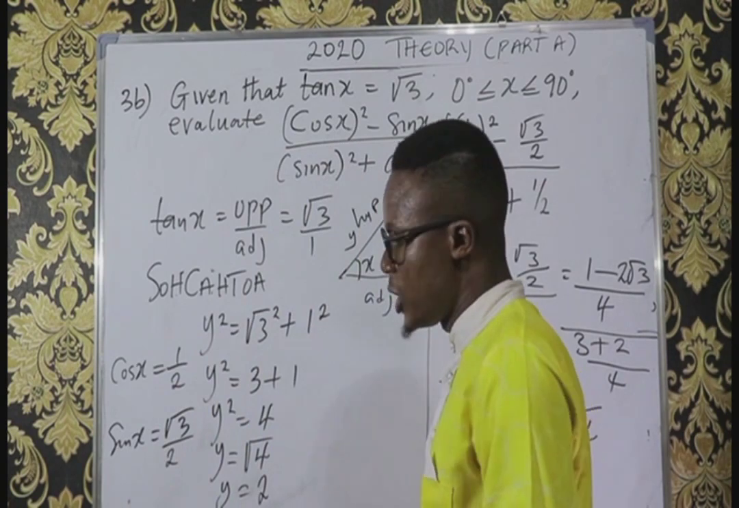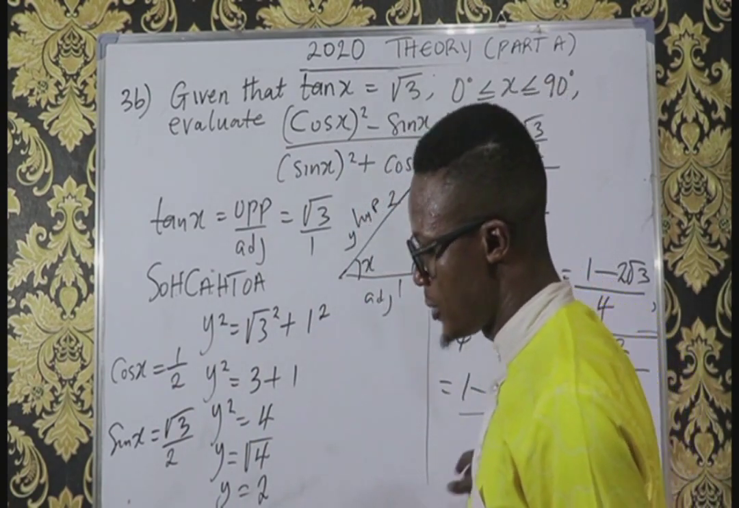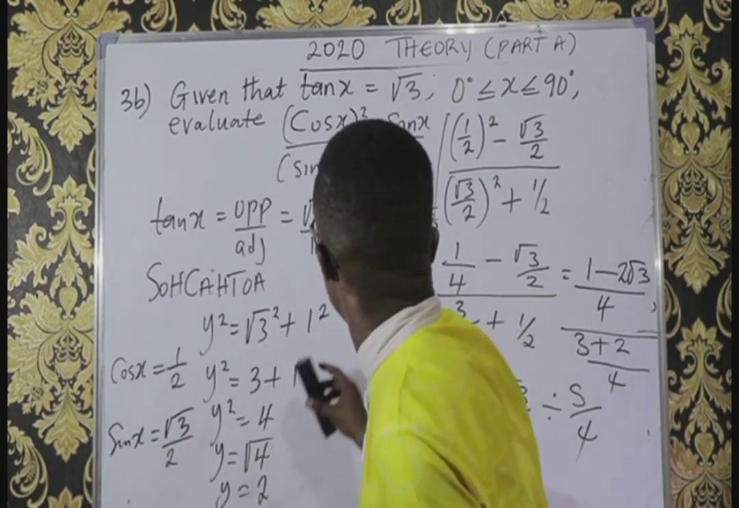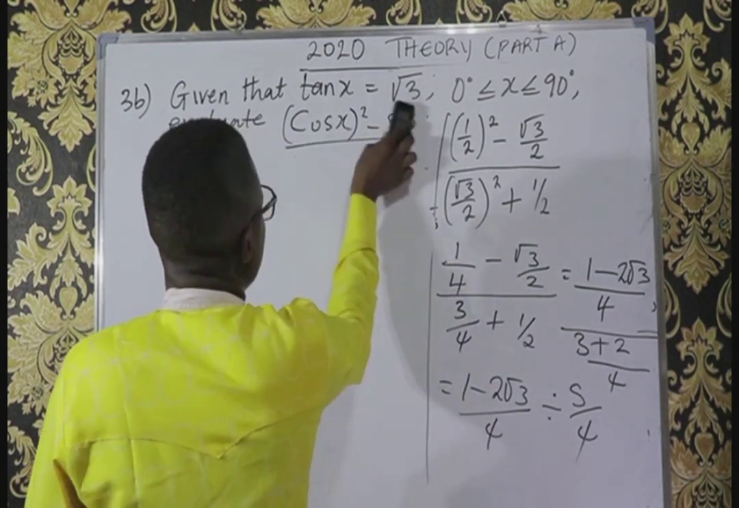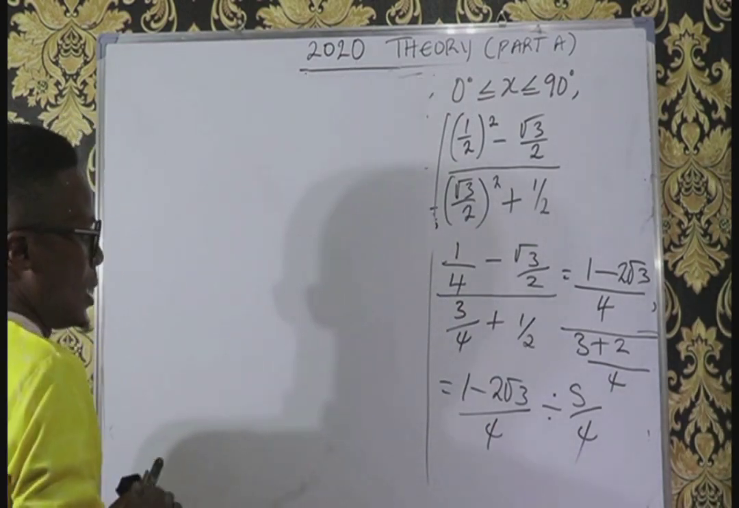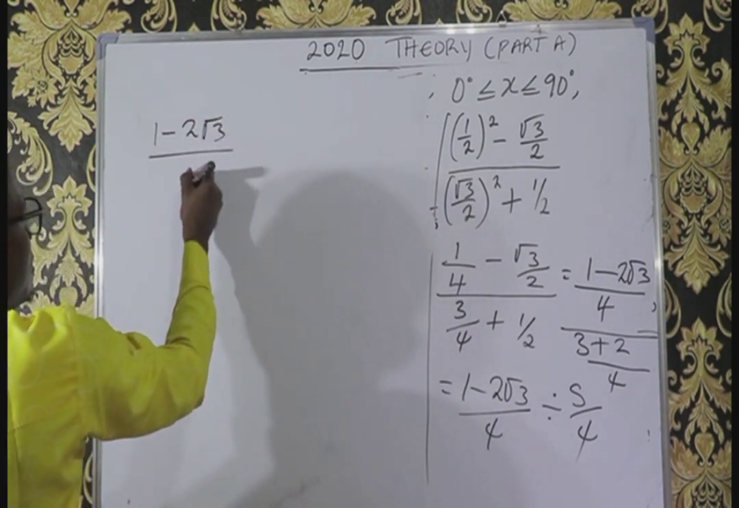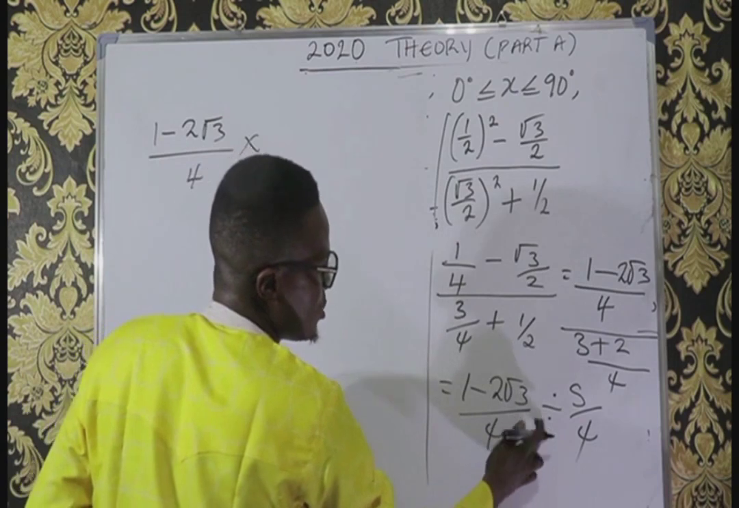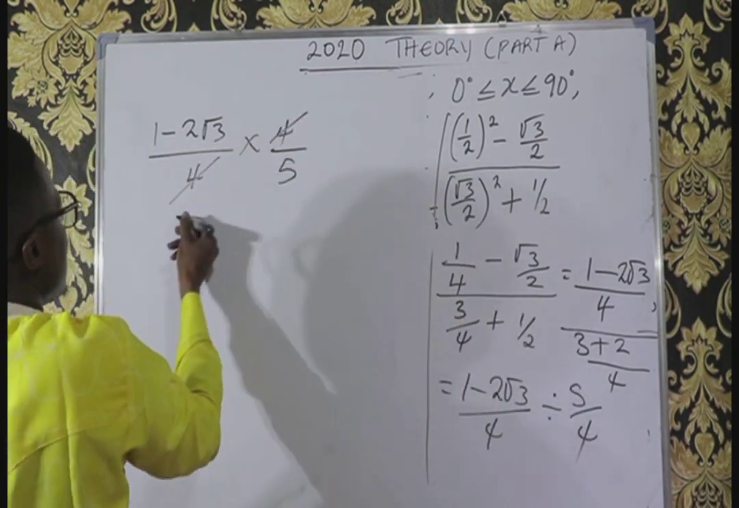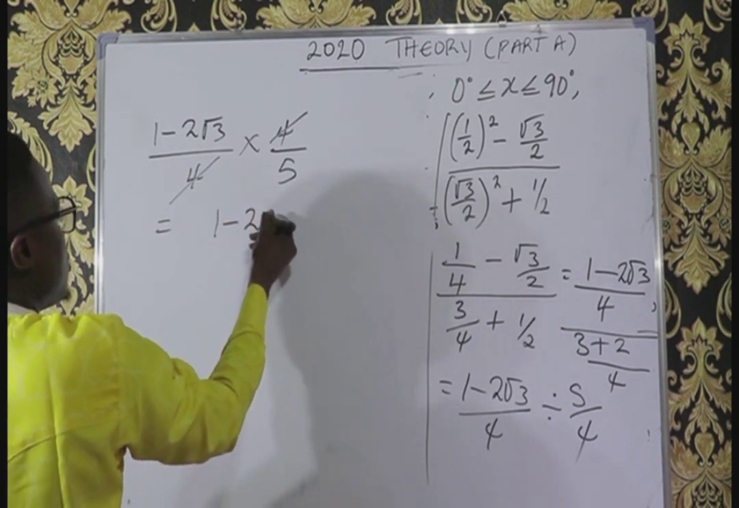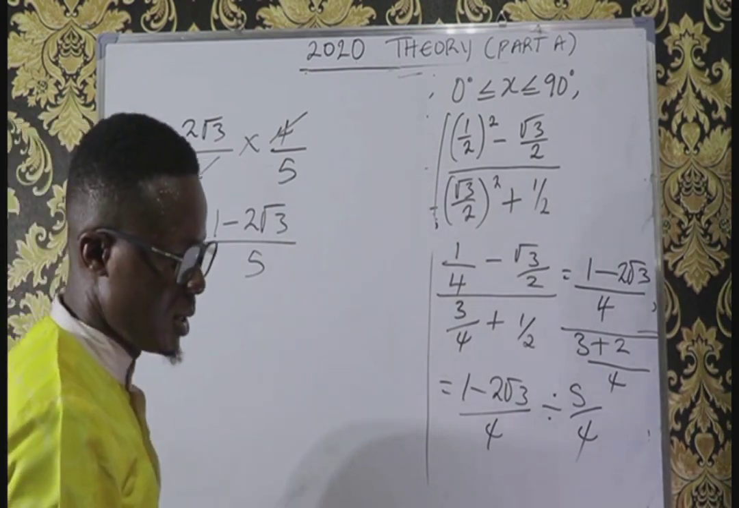Remember, division will be changed to multiplication, and I will turn this fraction upside down. So if I clean here now, I will have that 1 minus 2 root 3 all over 4 will now multiply, change to times, turn upside down, 4 all over 5. 4 will cancel out. We shall have 1 minus 2 root 3 all over 5. And this is the answer. Let's take another one.